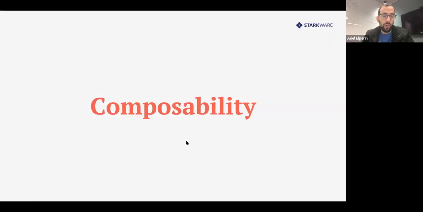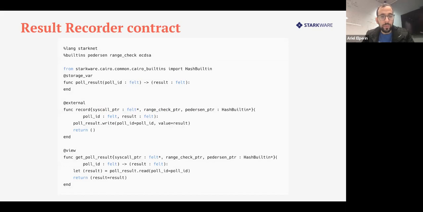And now we're going into our last part, which is interacting with other Cairo contracts, other StarkNet contracts, which we call composability. So let's now skim through another Cairo contract, which is a dummy contract that is supposed to record the results of different polls. Again, you will see a declaration of built-ins, imports, a storage variable, and 2 functions, one external and one view. We already know what it means. One is allowed to change a state, one isn't.